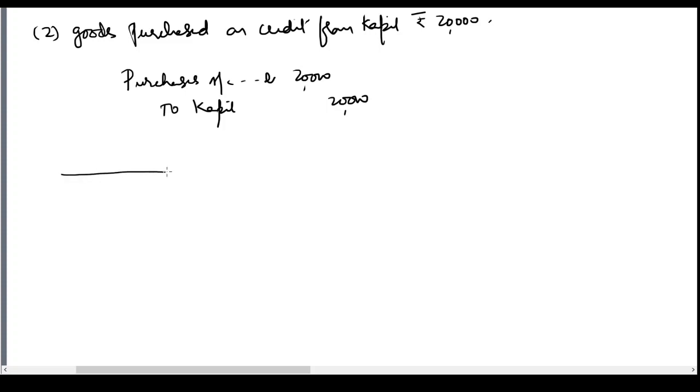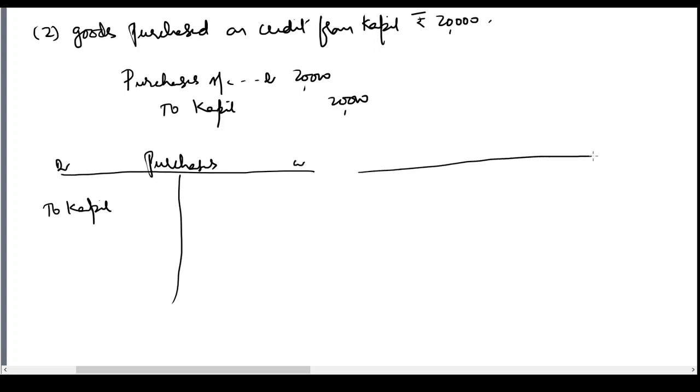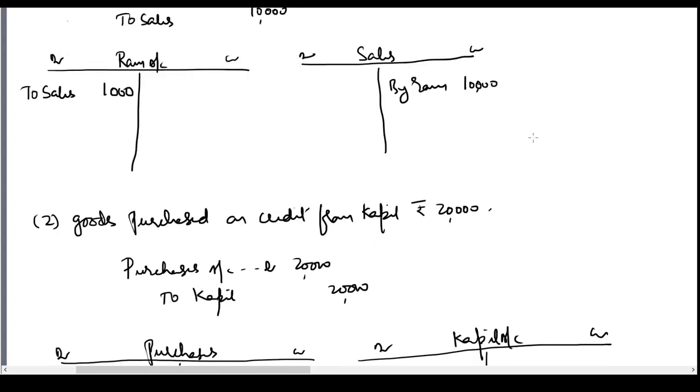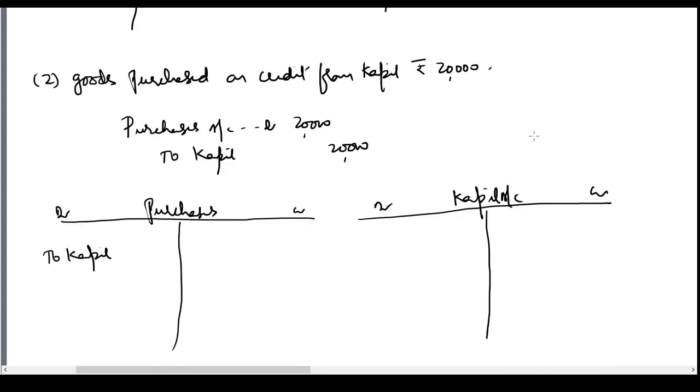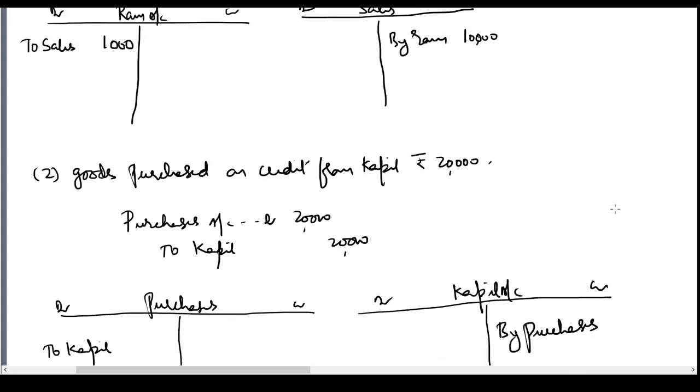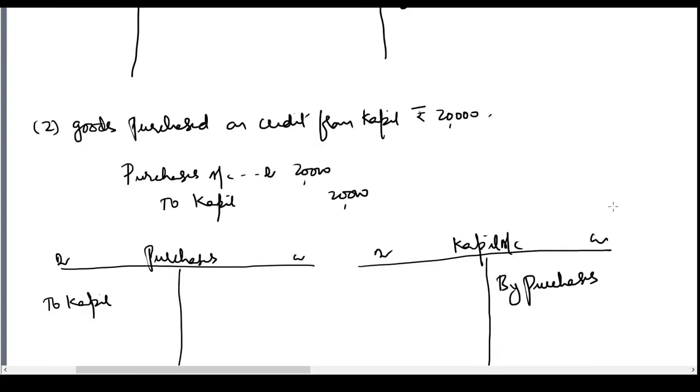How do we post it? In purchases account we should write to Kapil, debit, credit. In Kapil account we should write by purchases. So this is the entry and this is how we have to record it in the ledger accounts.